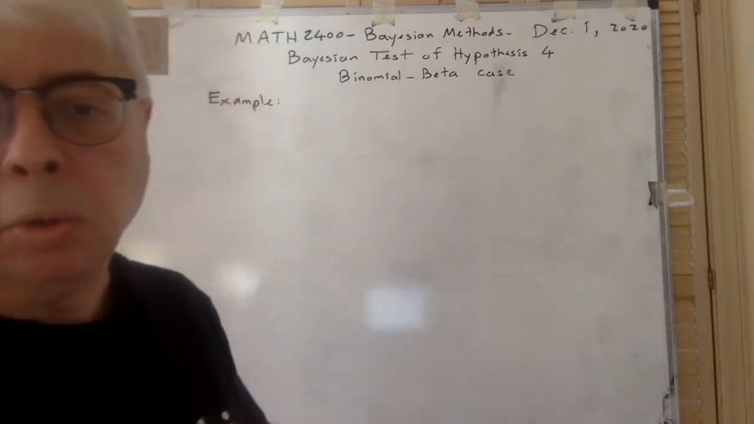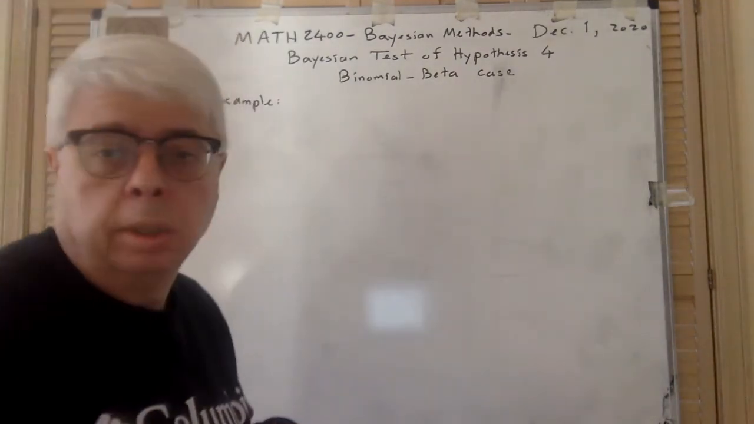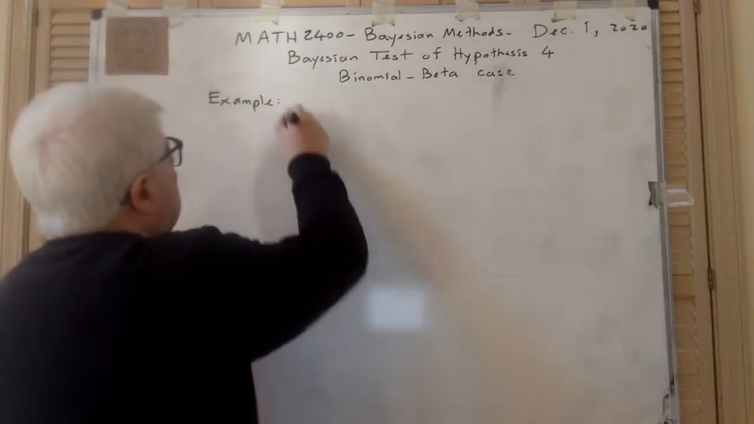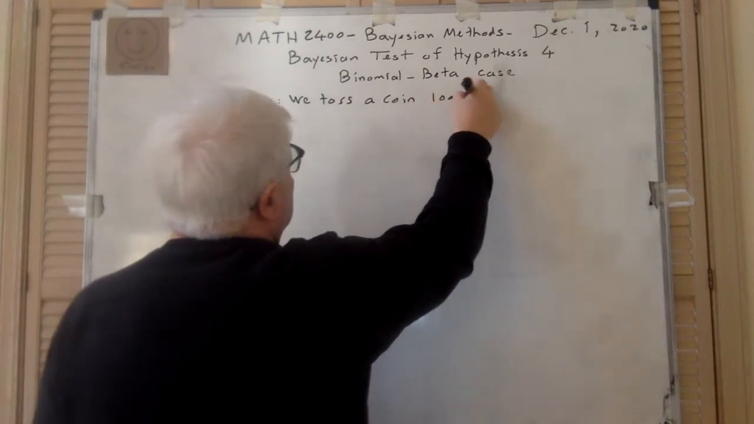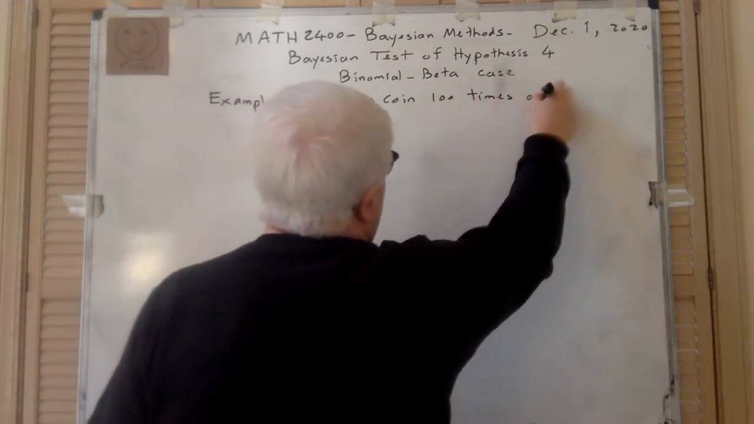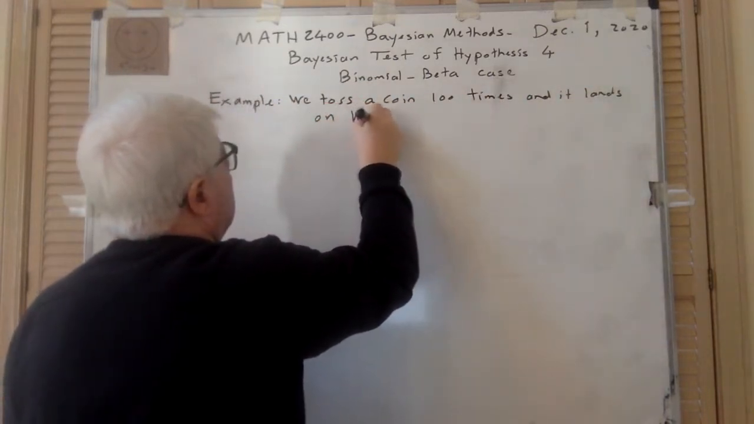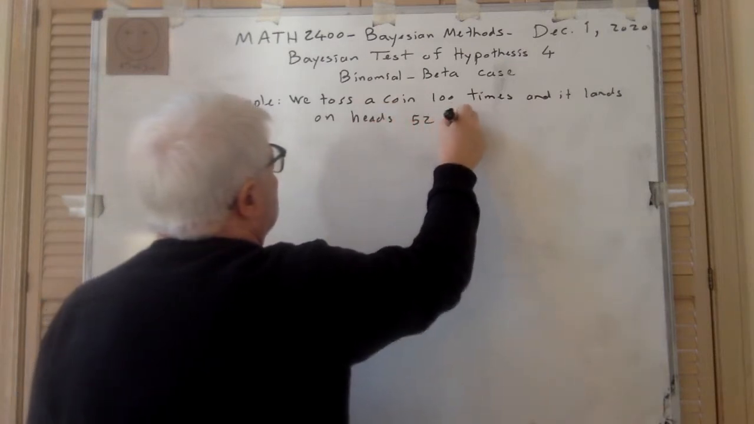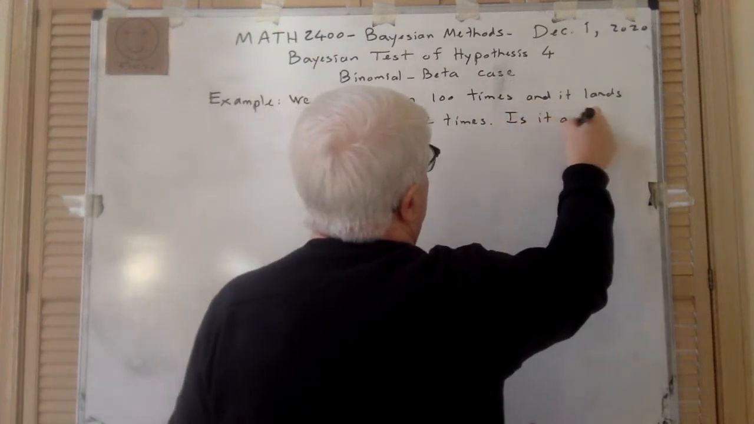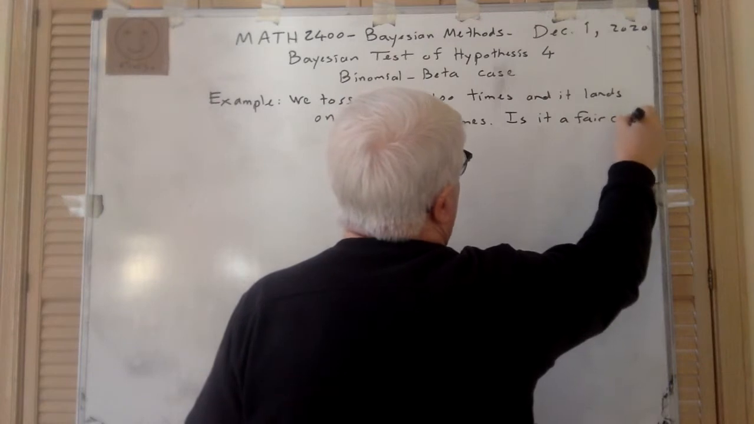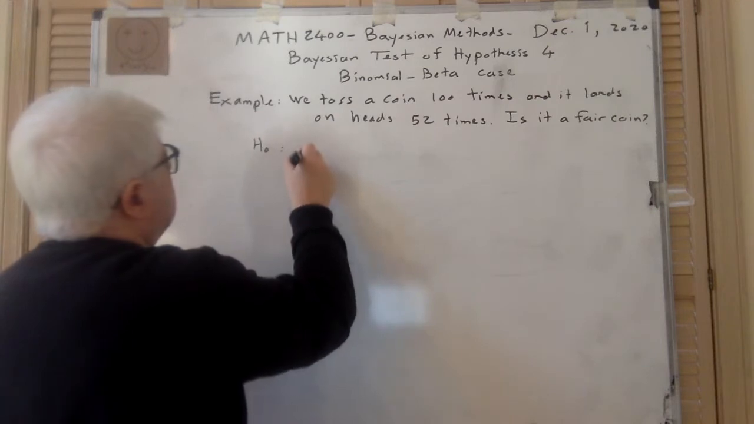So we want to see if a coin is fair or biased. So we toss it some number of times, say 100, and get heads 52 times. So we say that H0 is that it is fair.